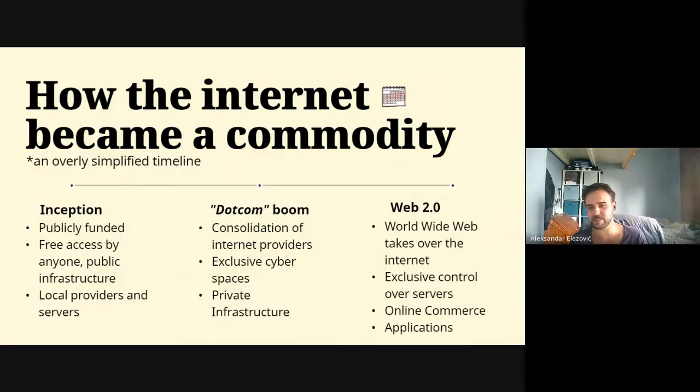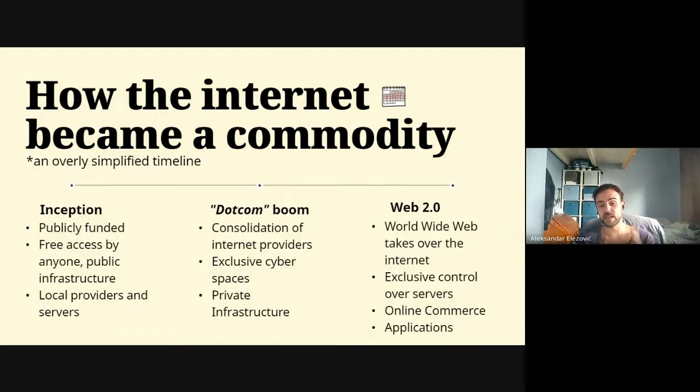First of all, when it got created, it was publicly funded. So it was the military and the researchers working for publicly funded institutes that created the infrastructure that was later going to become the internet. And the dial-up internet that we had at first went directly through the phone lines, so it used public infrastructure that was owned by the states. And anybody who had a phone line could just easily get access to the internet. And the providers of internet services were local, and there were many of them. And usually they were within cities and locally governed.